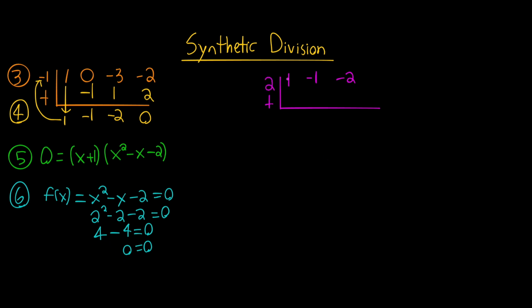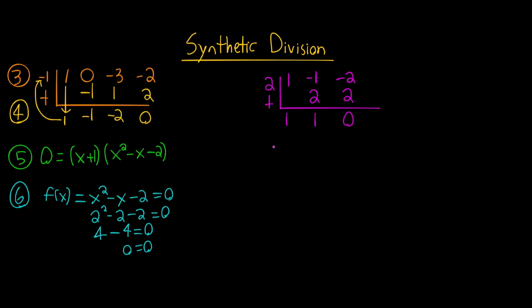So we just start by bringing the 1 down, right? We can imagine we have a 0 there. So 1 plus 0 is 1. Now we multiply that 1 by 2, which gives me 2 there. -1 plus 2 is 1. And now we multiply that 1 by 2, which gives me 2 there. -2 plus 2 is 0.